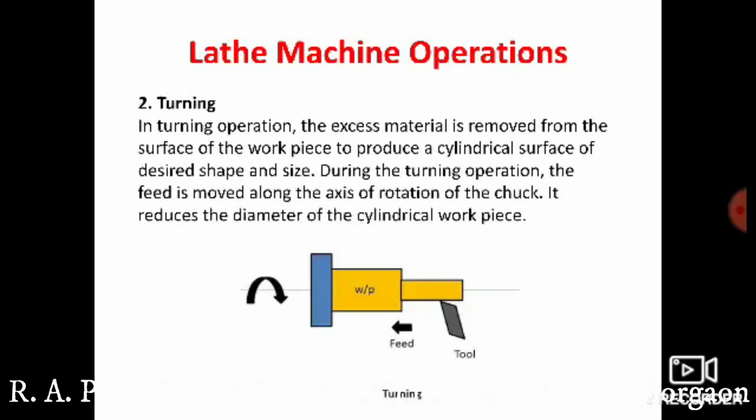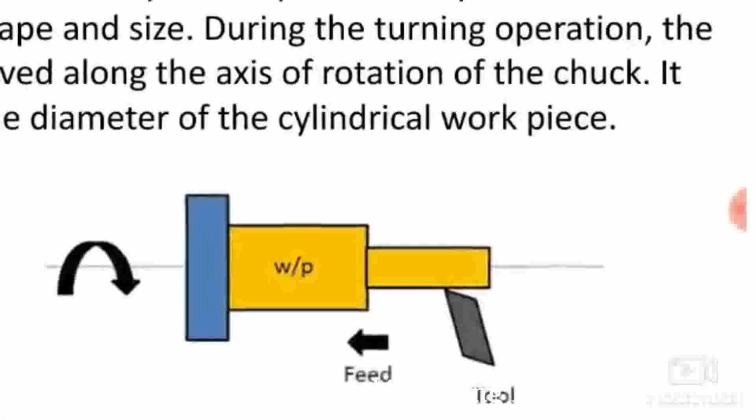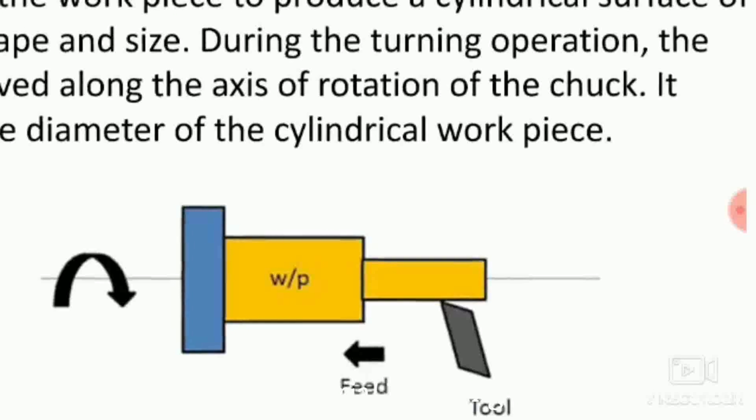During the turning operation, the feed is moved along the axis of rotation of the chuck. It reduces the diameter of the cylindrical workpiece. Turning is a second operation that we can perform over the lathe machine. Basically, in turning operation, we remove material over the surface, and by removing the material, we are reducing the diameter of the workpiece.